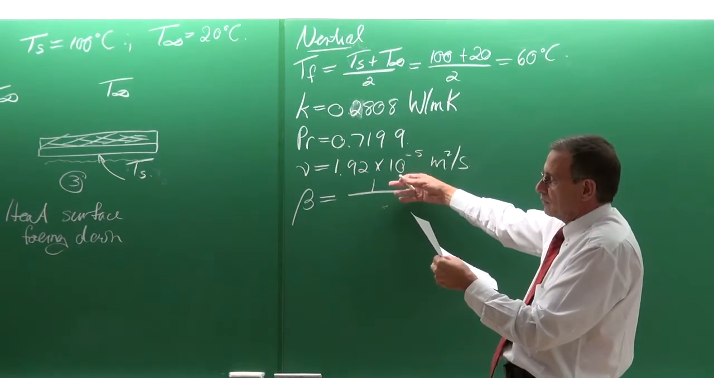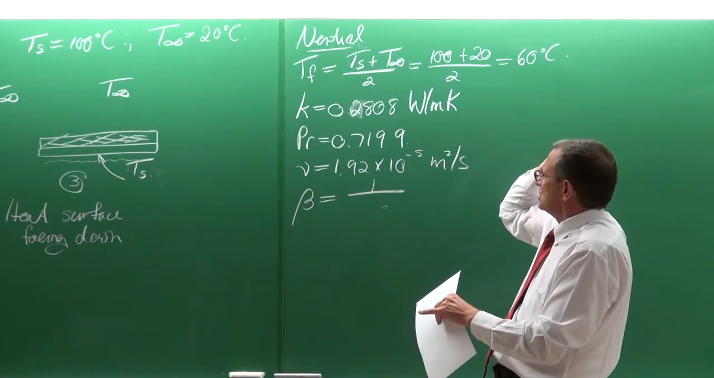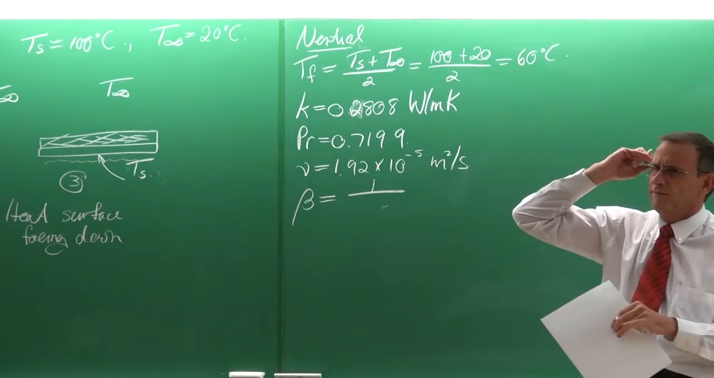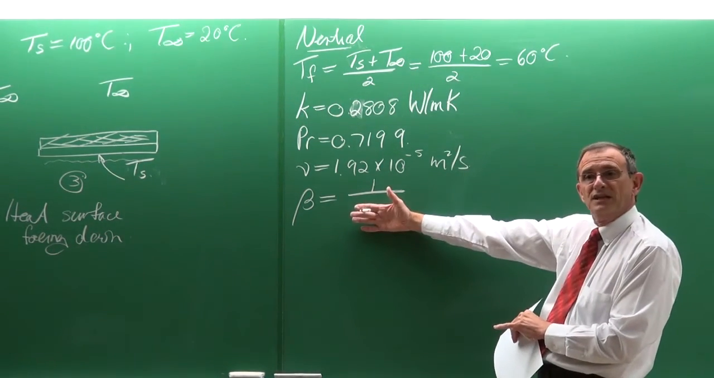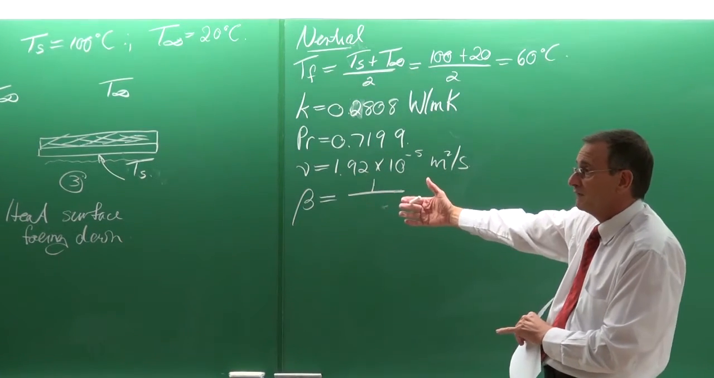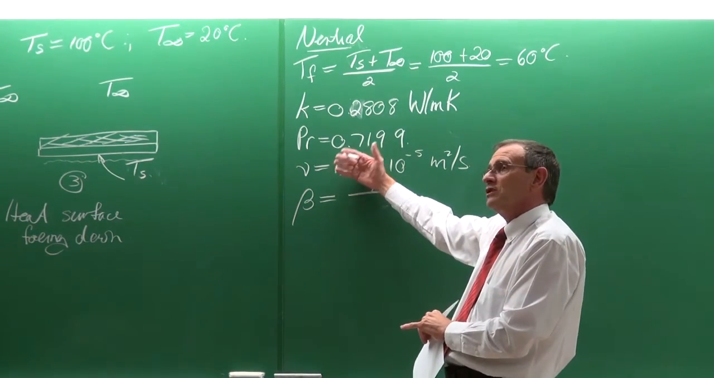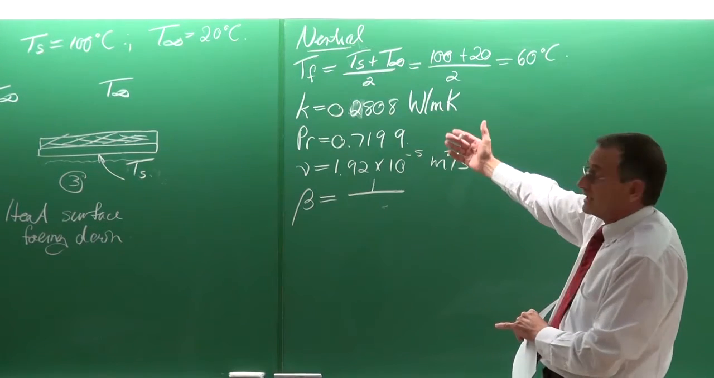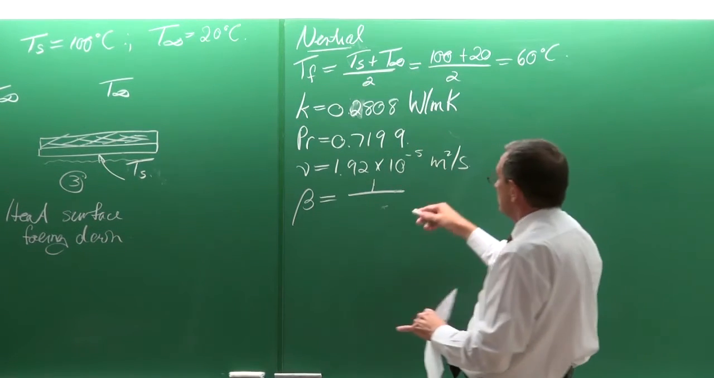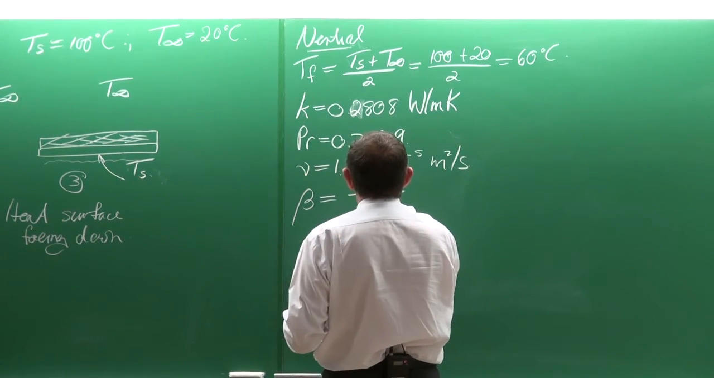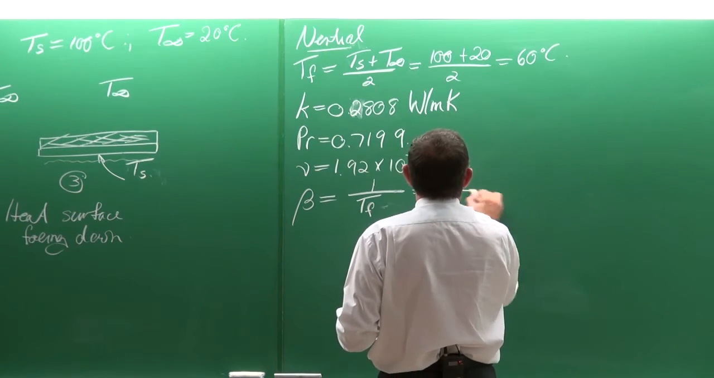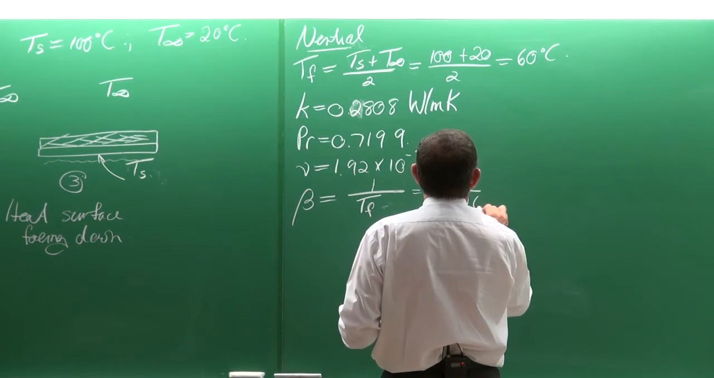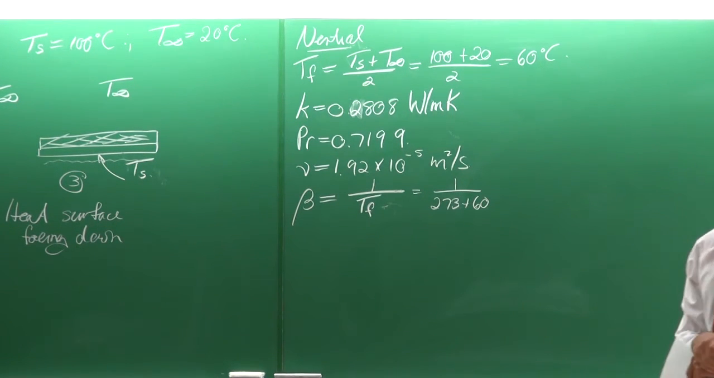So in the tables, I cannot remember which table it is, I think table A5 or A9 for air, at that temperature, you will see there's no beta value. So if you don't have that, and you can make a good assumption of the fact that it is an ideal gas, you can say it is 1 divided by TF. Okay, so it is 1 divided by (273 + 60). That would be the value of beta.